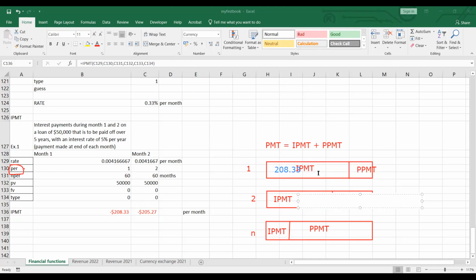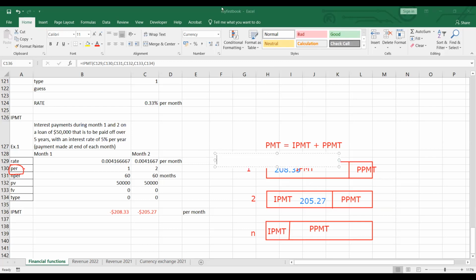While the second month is 205.27, you can see that we consider just the amount, not the negative symbol. Have a look: the second month is this, and the first month is the interest that you have to pay.